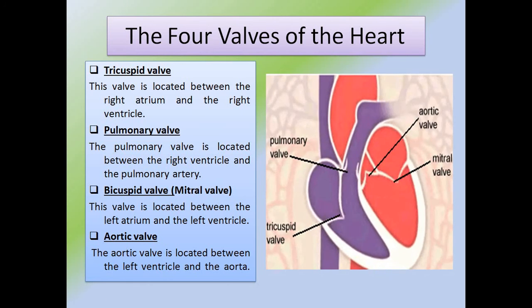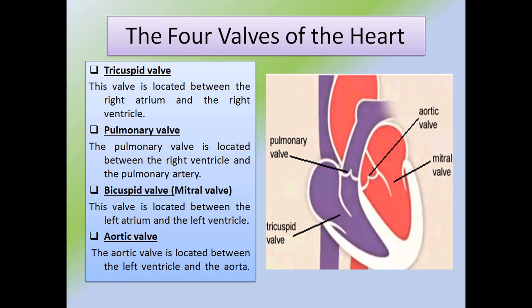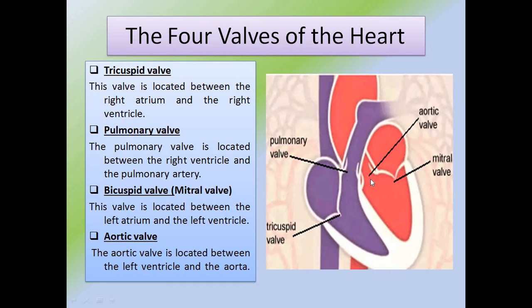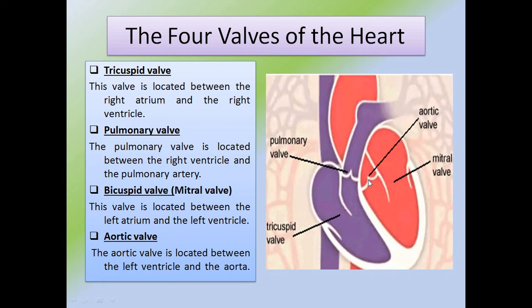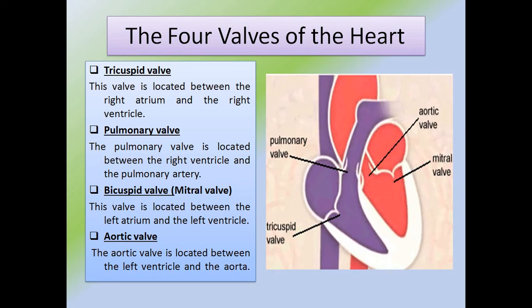The location of this valve is between the left ventricle and the aorta, and this is the location of our aortic valve. The main function of the valves is to control the backflow of blood.